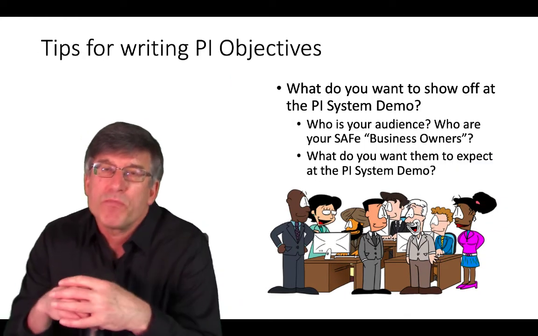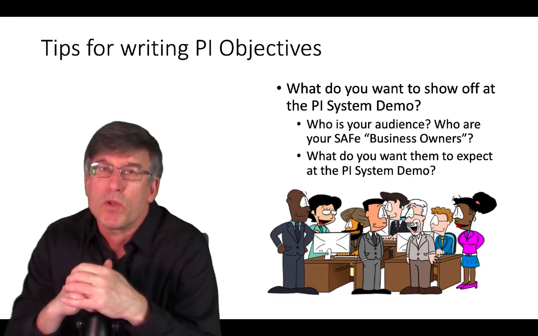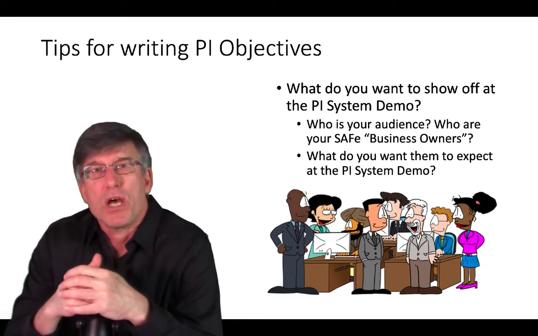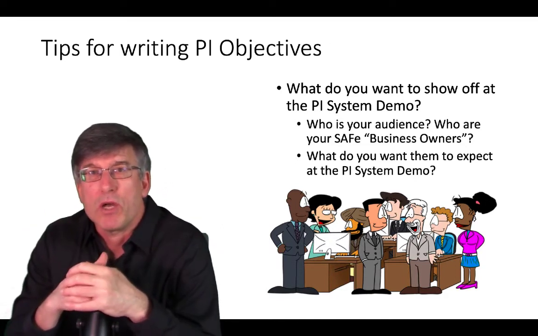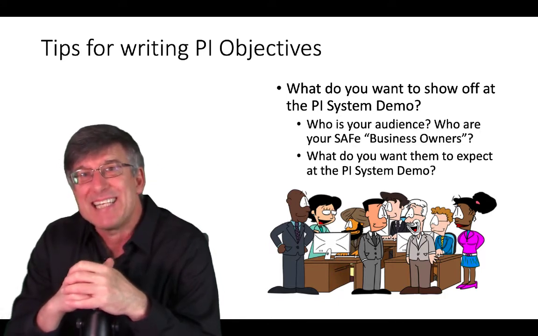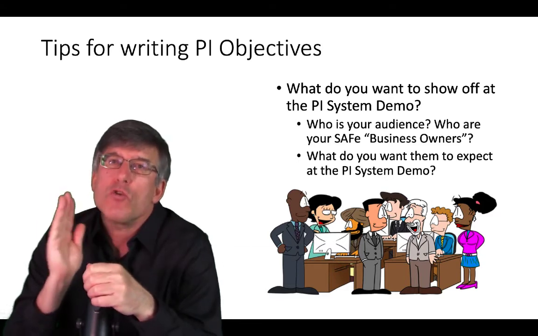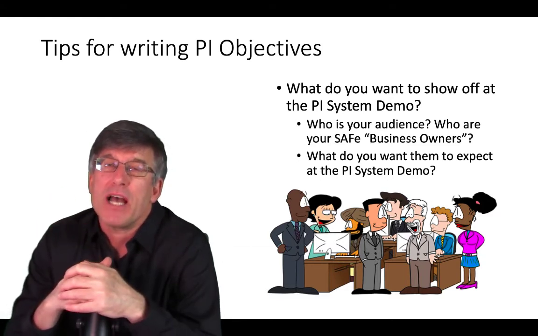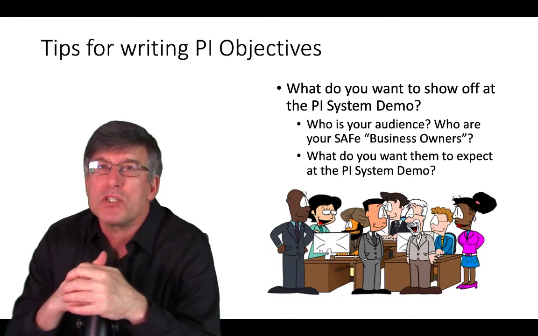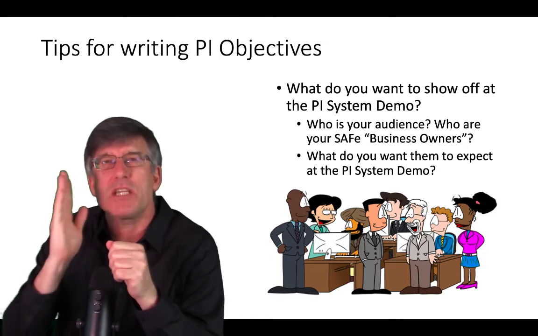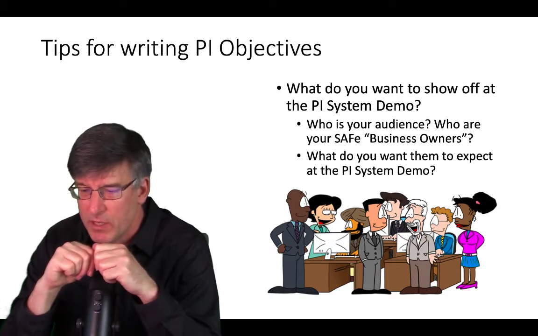So some tips for writing the PI objectives then. If you go to the Scaled Agile Big Picture and look up PI objectives, it'll start talking about writing them as SMART objectives. But a couple of tips I would add to that is, realistically think about what it is that you want to show off at the PI system demo at the end of the PI. So when you walk into that PI system demo and you show the work you've done, what is it that you want to show? That's what should be captured in the PI objective.